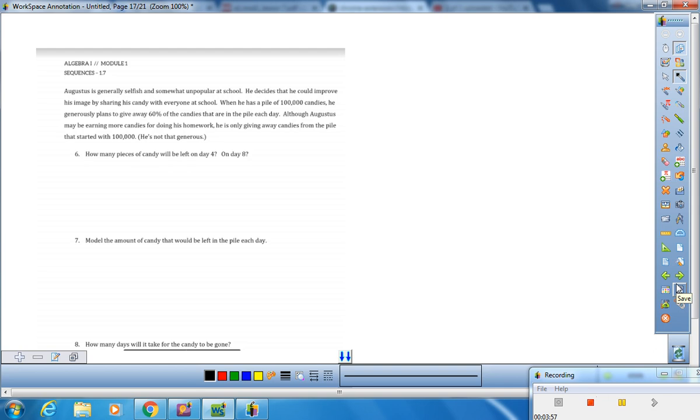Wow. Augustus is selfish and unpopular at school. He decides to improve his image by sharing his candy. When he has a pile of 100,000 candies, he plans to generously give away 60% of the candies that are in the pile each day. What? Although Augustus will be earning more candies for doing his homework, he's only giving away candies from the pile he started. Wow. How many pieces of candy will be left on day 4?